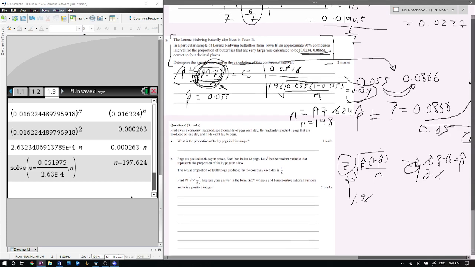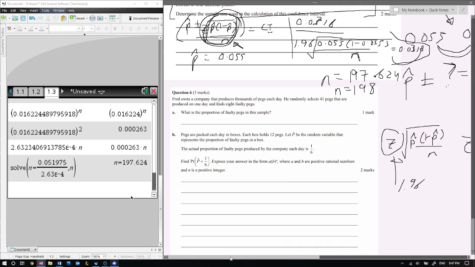198. Okay, now last question. I decided to put in an exam 1 question to represent some of the harder types of questions that you might get in exam 1 that you have to do by hand. Fred owns a company that produces thousands of pegs each day, randomly selects 41, so that's our n, and finds 8 faulty pegs.